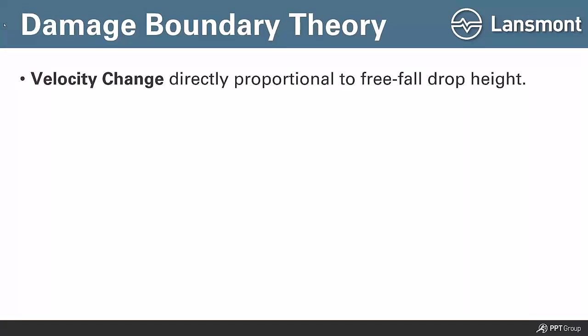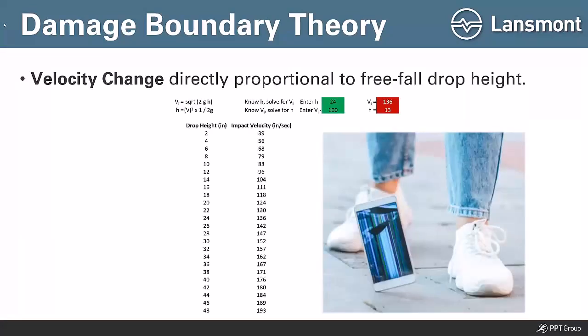The other thing to understand about velocity change: people might ask, what does that really mean when you talk about velocity change of an event? What's important to understand is that it's directly proportional to free fall drop heights. Okay, so this is a table, and this shows the relationship. It's small letters here, but if you look at the top left, this says impact velocity equals the square root of 2gh.